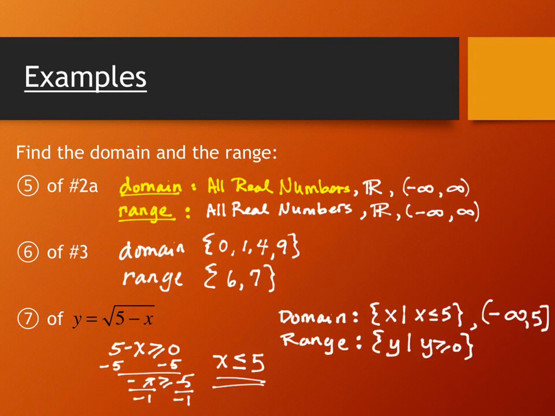Or if you want to use interval notation, this would be from 0 to infinity. And yeah, you can get 0. If x is equal to 5, which it is allowed to be, right? X could equal 5. If x is 5, then the square root of 5 minus 5 is 0. So you get a square root of 0. 0. That works. So this is a domain and range. Any questions on that?